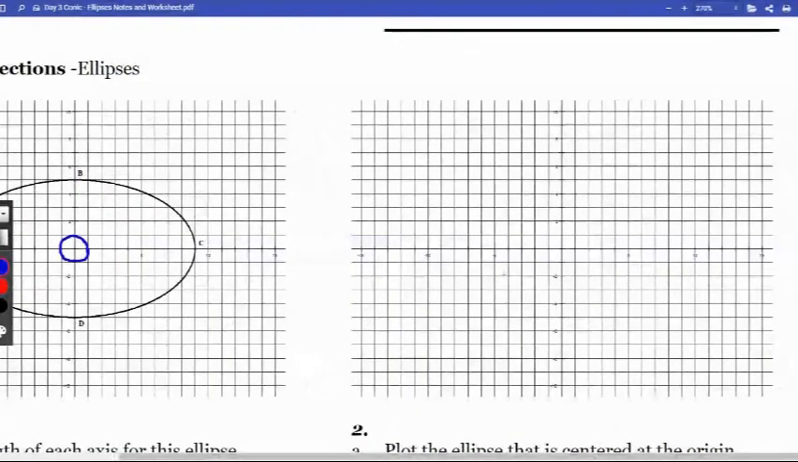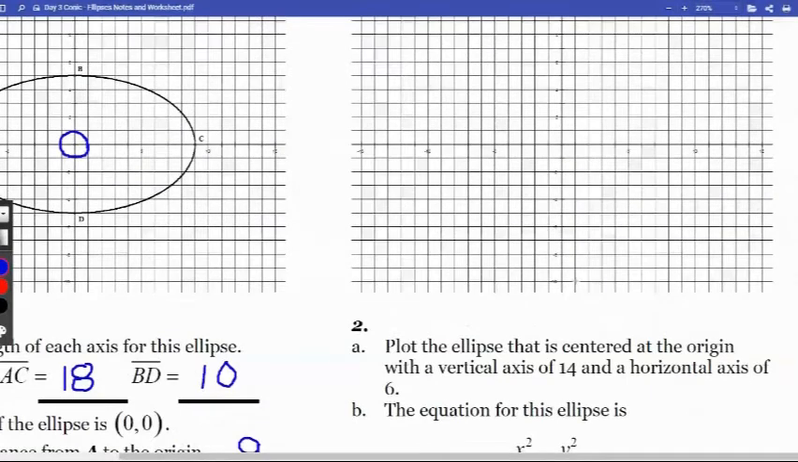Question 2, they want me to plot an ellipse that is centered at the origin with a vertical axis of 14. So not stretched by a factor of 14, but the vertical axis is 14. So stretching all the way from +7 down to -7. And I apologize, this graph, there's little tiny numbers. On the vertical axis, it's counting off by 2s. On the horizontal axis, it's counting by 5s.